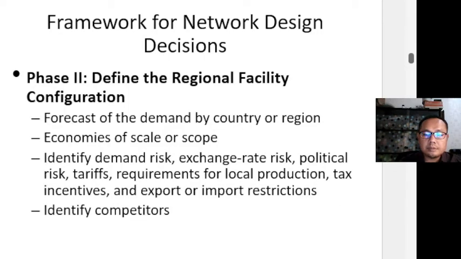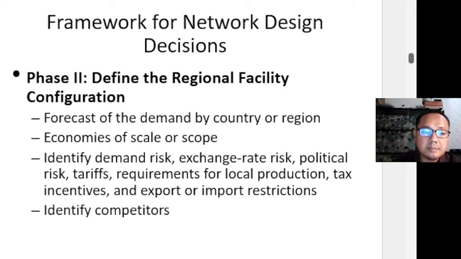Okay, phase 2, you can see from there. The objective of the second phase of network design is to identify a region where facilities will be located, their potential roles and their approximate capacity. So an analysis of phase 2 will start with a forecast of the demand by country origin.